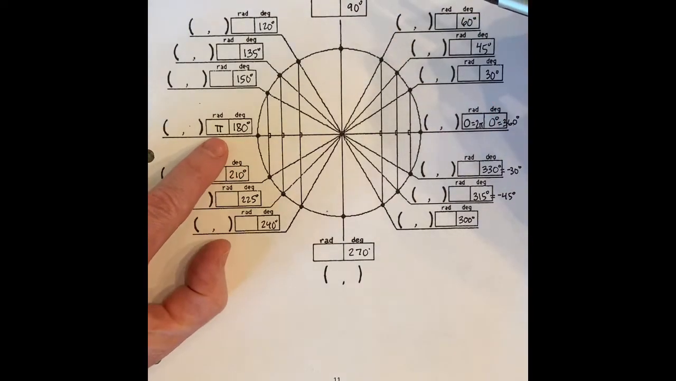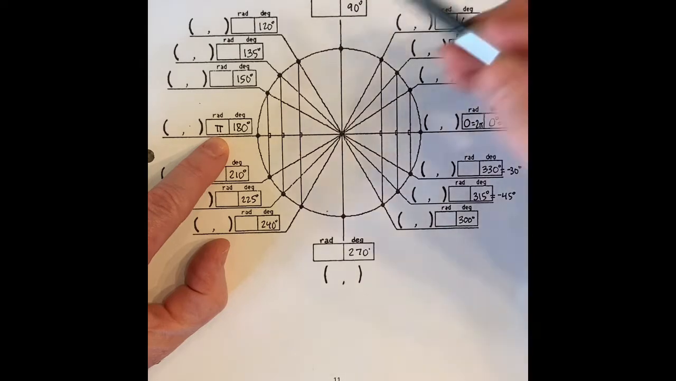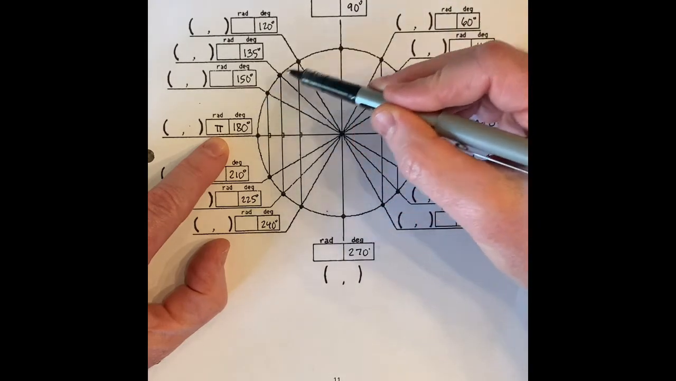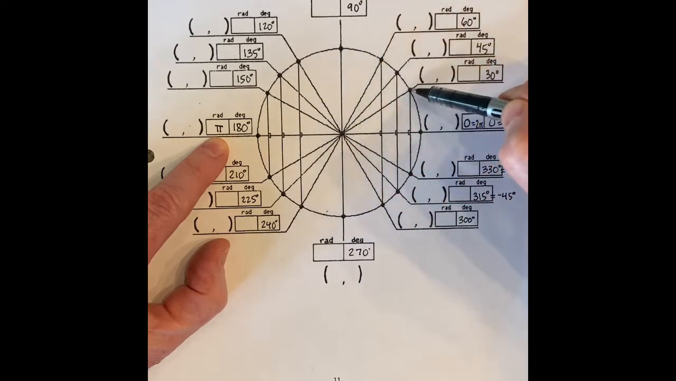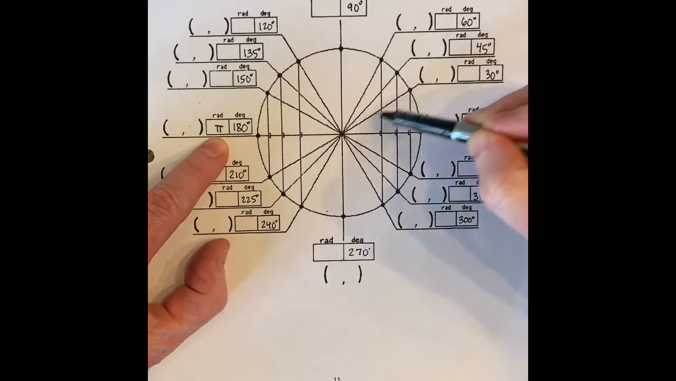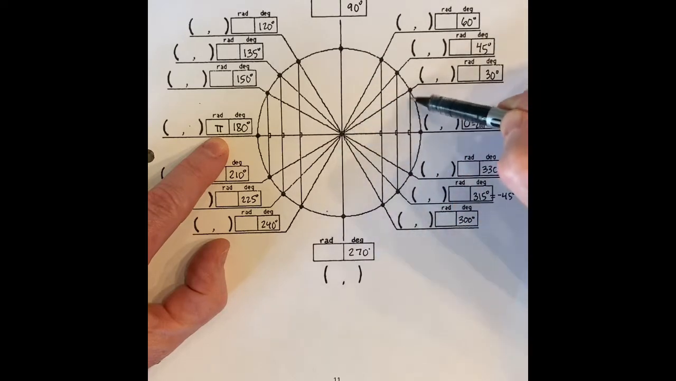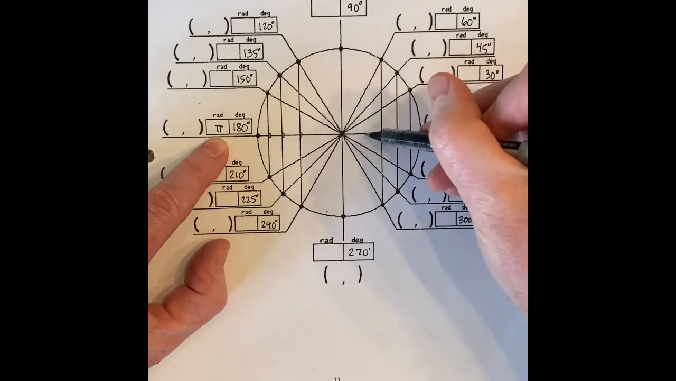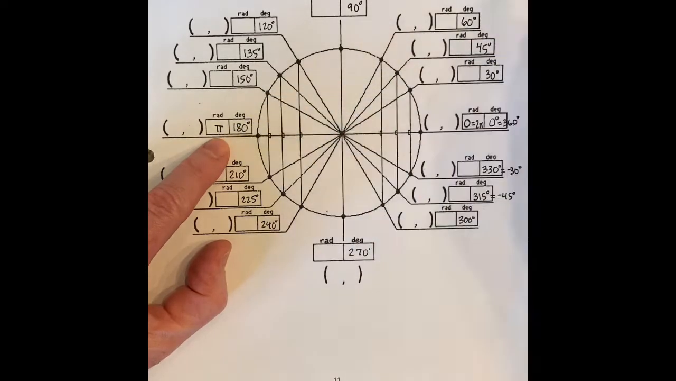If I divide pi into 6 parts, each part would be pi over 6. So that means there's 1, 2, 3, 4, 5, 6. Think about it like 6 slices of pi. Well, that first angle is 1/6 of pi, so it is 1/6 of pi, or pi over 6.